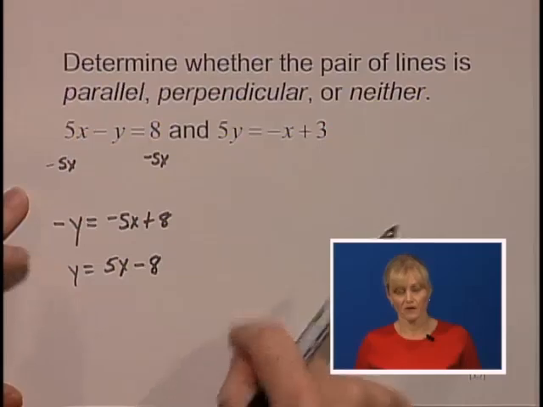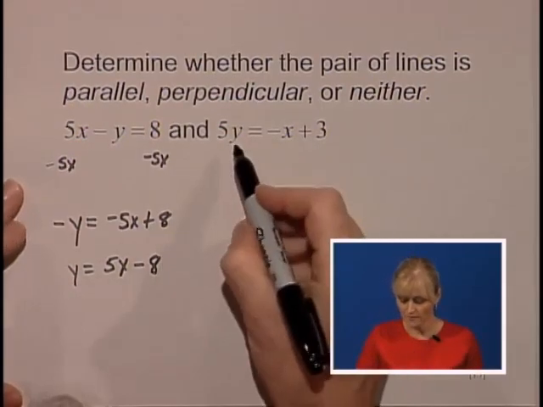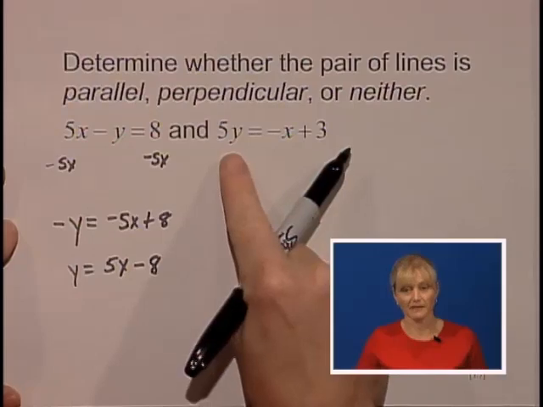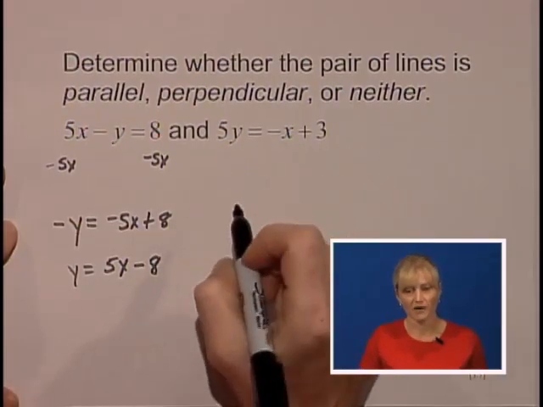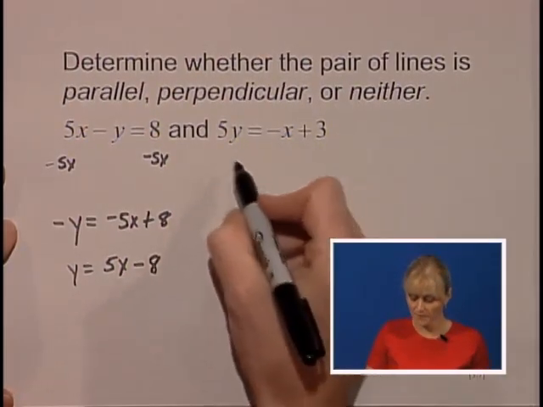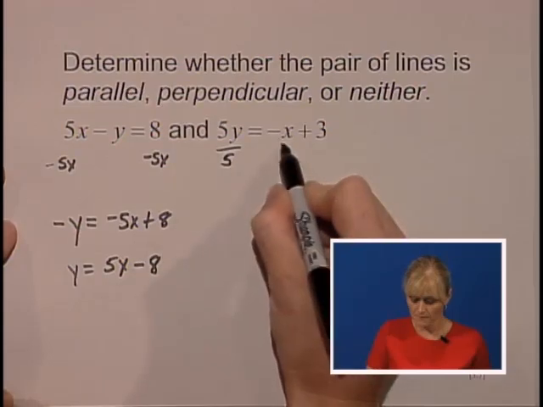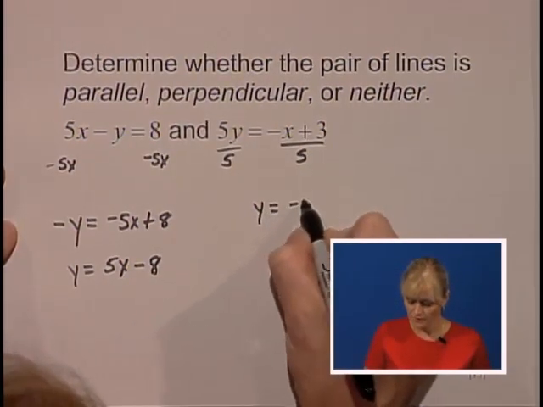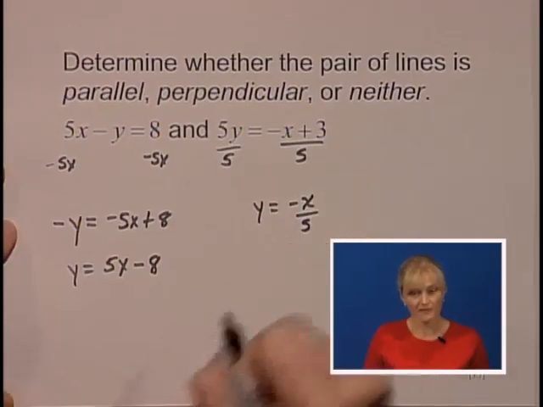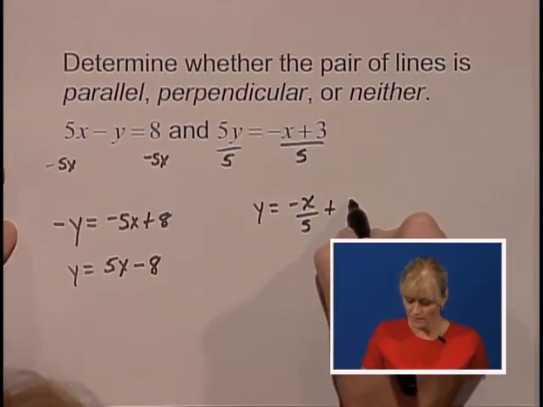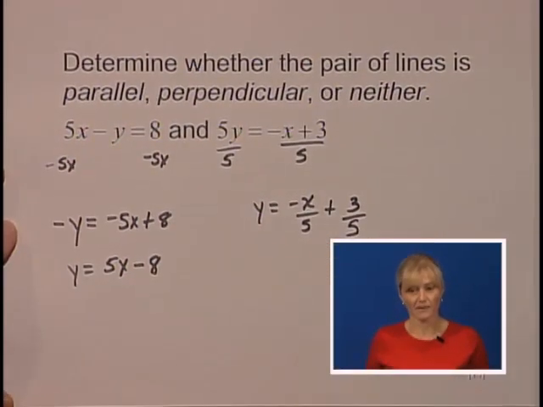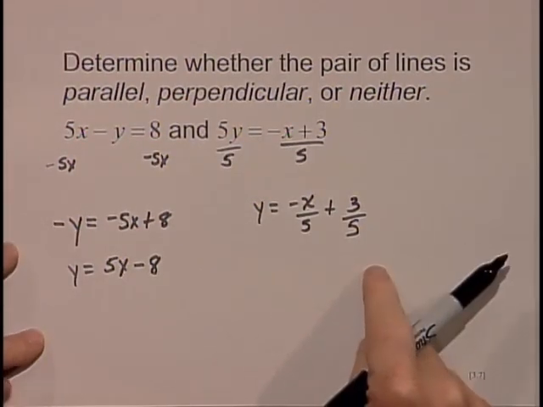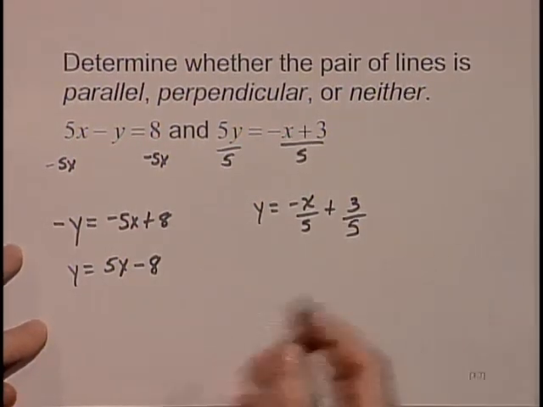Let's do the same for our second equation. We have y already on one side, we just need to isolate it completely. So we need to divide both sides through by 5. So we'll have y is equal to negative x divided by 5 plus 3 divided by 5. We now have these ready in the slope-intercept form to compare their slopes.